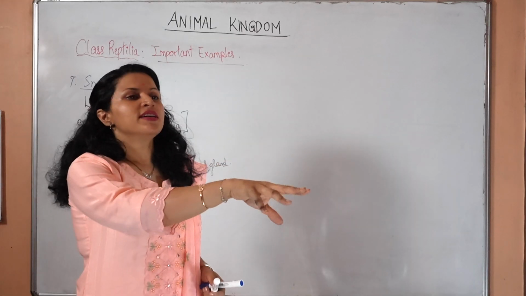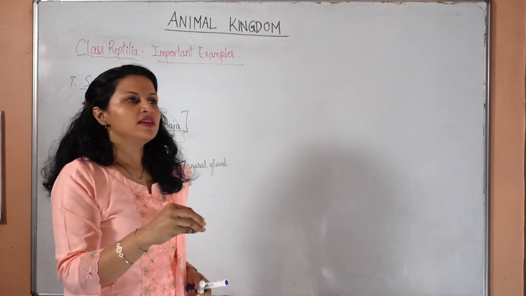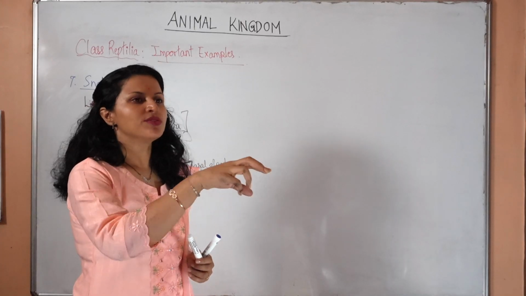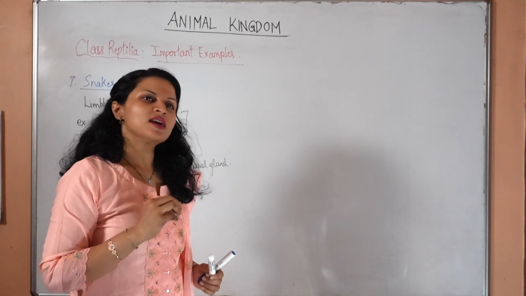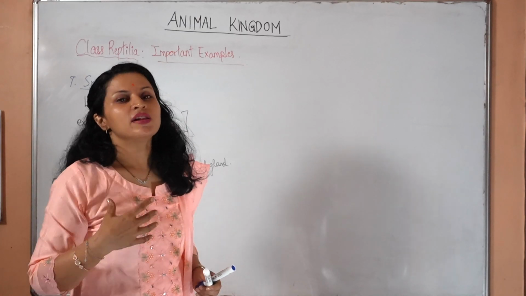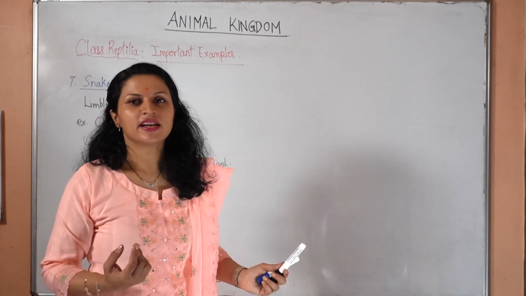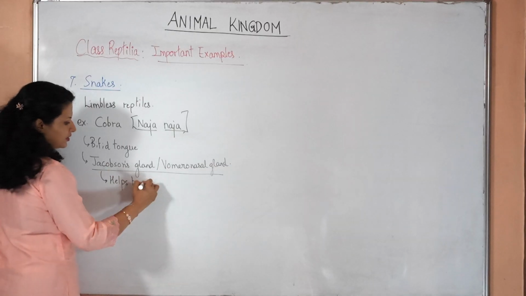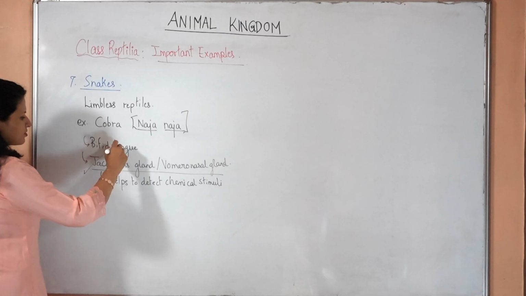It will project its bifid tongue outside, to which the chemical stimuli in the environment will stick to. It will retract its tongue and it will touch the tongue to the palate, wherein these chemical stimuli are picked up by this Jacobson's gland, and it will help it in detecting what kind of chemicals they are and from which direction they are coming in. Helps to detect chemical stimuli. This is an important gland, you must remember this.